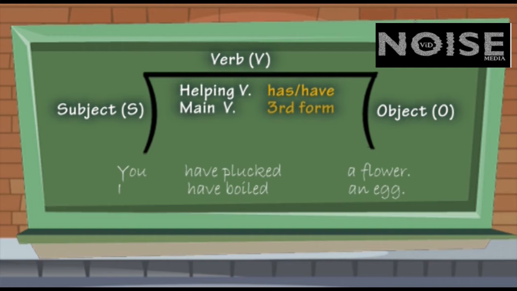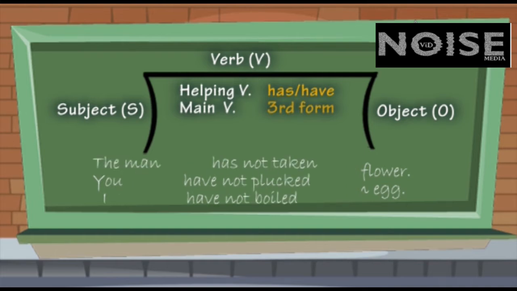Now, how to change this tense into negative? Very simple. Simply use not after has or have. The man has not taken lunch. You have not plucked a flower. I have not boiled an egg. And she has not posted the letter. Easy, isn't it? Now, interrogative.